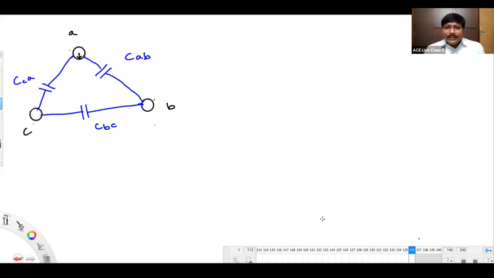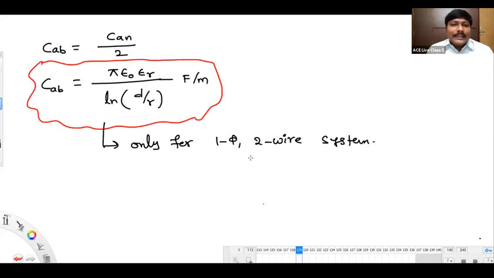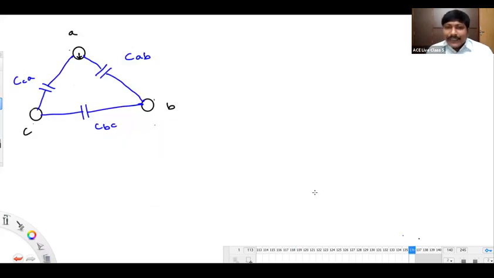Just look at this question, what I am asking you. What is the formula for CAB? What will be the formula for CAB? Anybody? It's not with pi epsilon naught epsilon r and all. Pi epsilon naught epsilon r by ln of d by r is valid only for a single phase two wire system, not for three phase. As far as three phase is concerned, you know capacitance from A to neutral, B to neutral, C to neutral, na? That we will try to use in order to get the line to line capacitance.